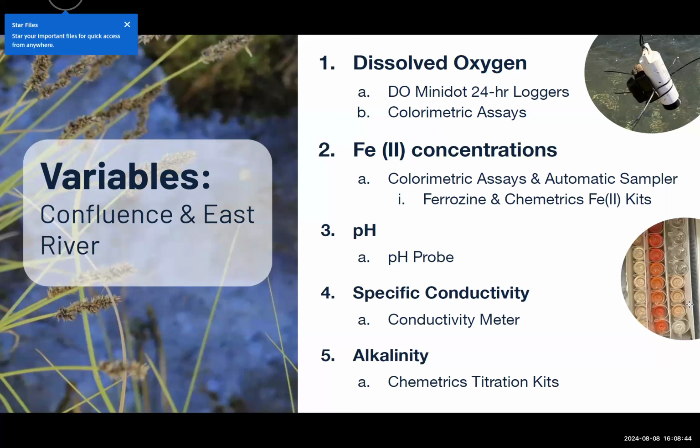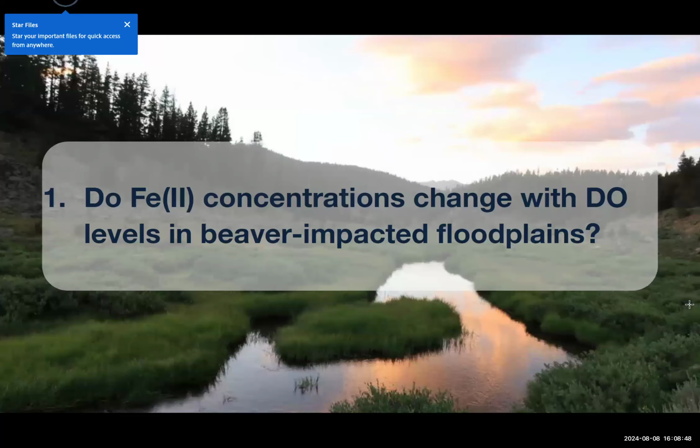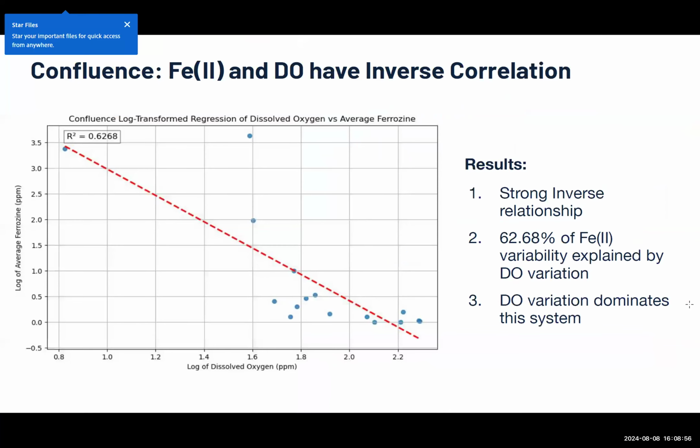For my first question, is there a correlation between iron 2 concentrations and dissolved oxygen levels in beaver impacted floodplains? Yeah, there totally was. So at Confluence, iron 2 and dissolved oxygen had a really strong inverse relationship. So roughly 63% of iron 2 variability could be explained by dissolved oxygen variation, which means that dissolved oxygen variation dominates this system's iron availability.